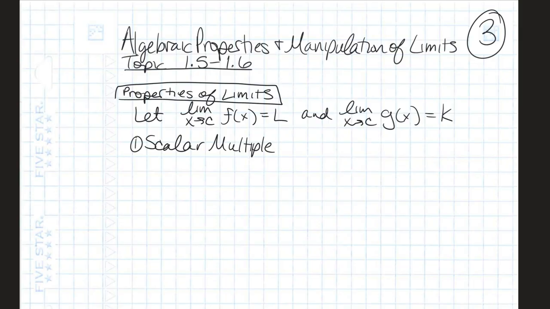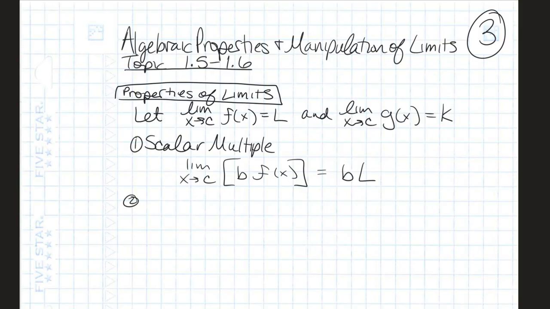In the scalar multiple, we're saying that the limit as x approaches c for some number being multiplied in front of f of x is the same as when we take that number and we multiply it by the limit. So if you had a polynomial that had a number multiplied in front of it, you could basically take that number, put it to the side for a second, do the limit, and then multiply it by that scalar. So it's a scalar multiple property.